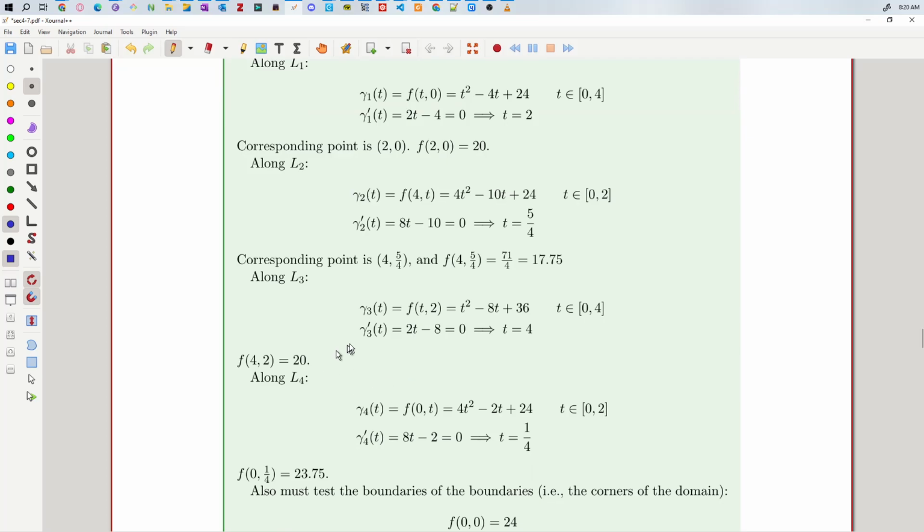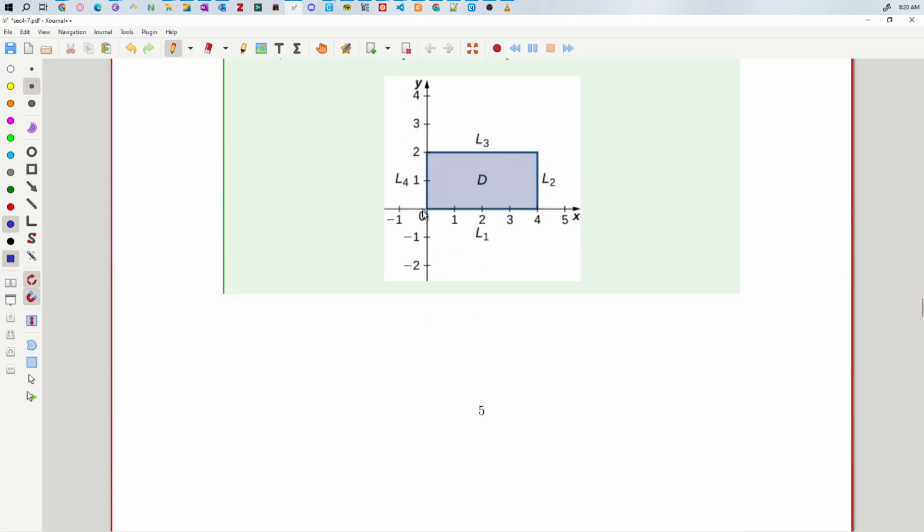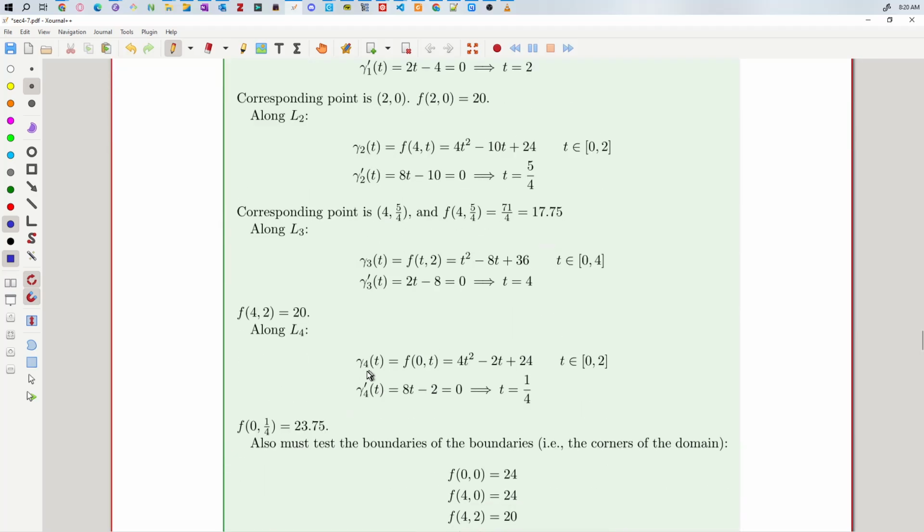And then along L4, let's take a look again. On L4, the x-coordinate is always 0, the y-coordinate goes from 0 to 2, which gives you this statement. And then you get this when you actually plug in and simplify. Then you take its derivative, set equal to 0 and solve, you get t is equal to 1/4. Plugging this point into f, you get this value.